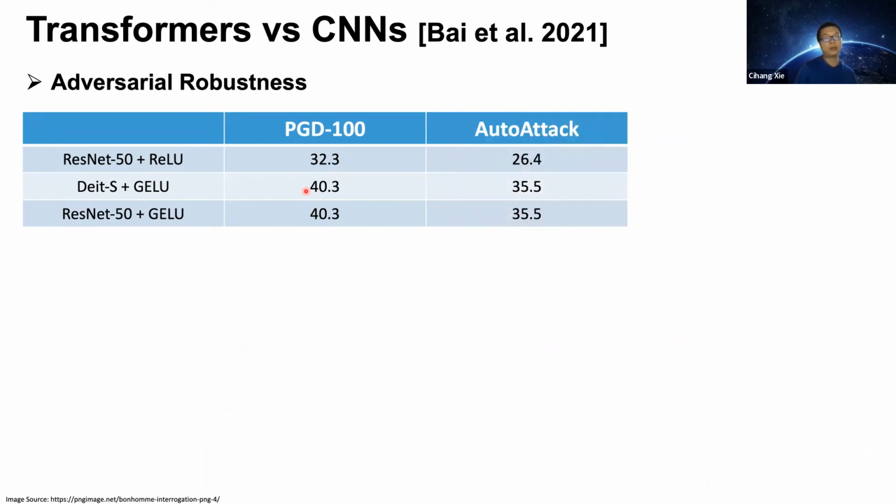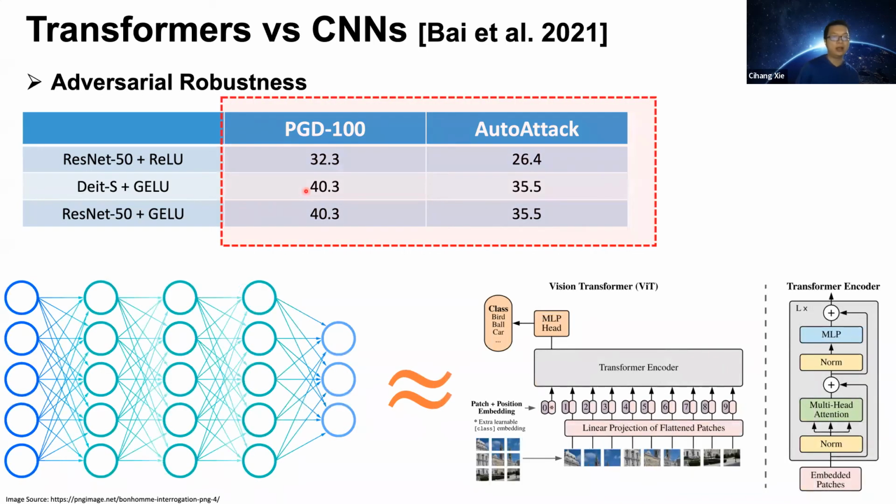And we also evaluate these models against AutoAttack, which is a very popular parameter-free attack evaluation suite for assessing performance. And we find these two models still behave pretty similarly. So in terms of adversarial robustness, we can conclude that vision transformers and convolutional networks are on par with each other.